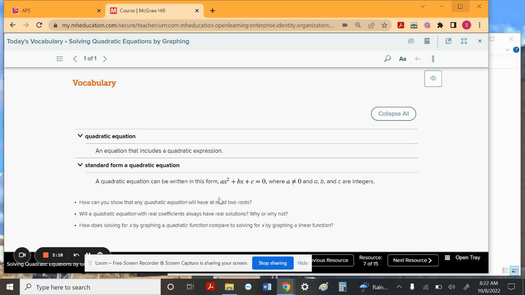Standard form for the equation is ax squared plus bx plus c equals 0. A cannot be 0, obviously, because if a is 0, then it's a line. A, b, and c are integers, but as I just mentioned about this quadratic equation, b and c can be 0, because as long as you have an x squared term, it is okay.